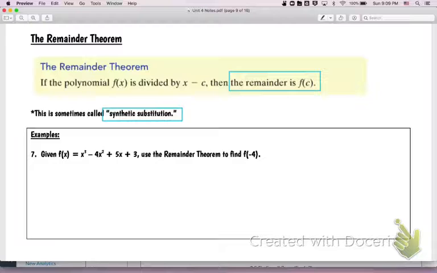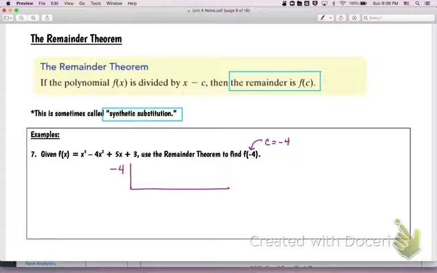So for example, on number 7, if I have this function f of x and it says use the remainder theorem to evaluate f of -4. Now we could just plug in -4 for all of the x's, but if we were to do that on this question, it would not be a full credit kind of answer, because this question is asking us to apply the remainder theorem. The remainder theorem requires us to use synthetic division. They've given us here, this is f of c, so c is -4 in this case. That's going to be our corner number, -4.